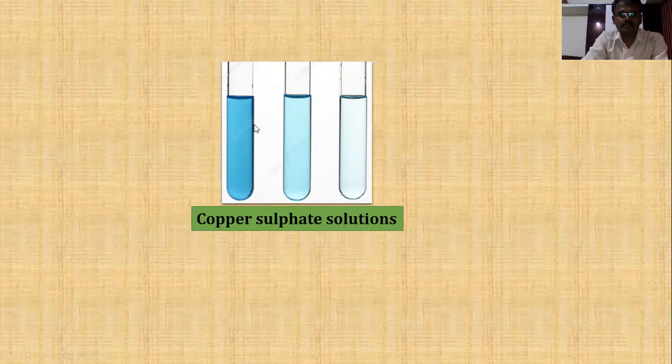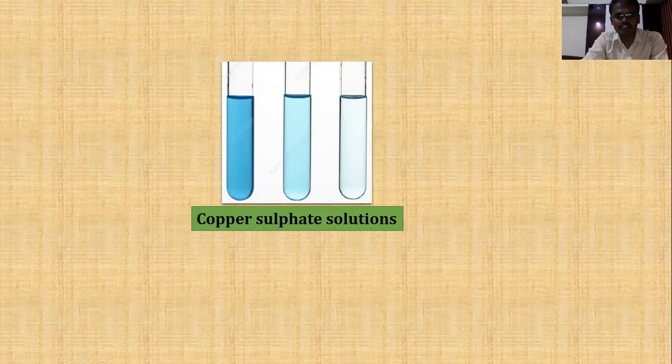But is there a difference between the three test tubes? Yes, they are looking different. This is looking more intense. The blue color is more intense here. This is looking very light in blue. The intensity of blue color is very less here, more here. Correct. Why is that? Can you think of why? Because the first test tube contains more copper sulfate. The last one contains very little quantity of copper sulfate.